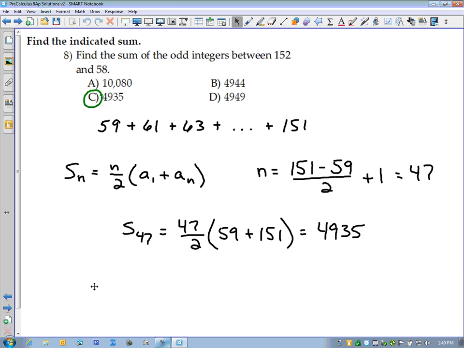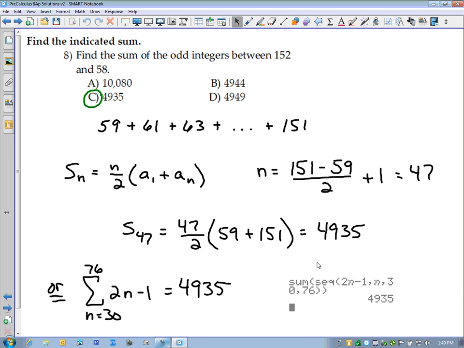So with that, we can also attack the problem by looking at the sum as n goes from 30 to 76 of 2n minus 1. And if we evaluate this sum, again, we are going to get 4,935. You can even do it on your calculator using the sum of the sequence command, and your syntax would be the sum of the sequence of your general term as your index goes from the lower limit of 30 to the upper limit of 76. If you put the correct syntax in there, you should get 4,935, and we're done.